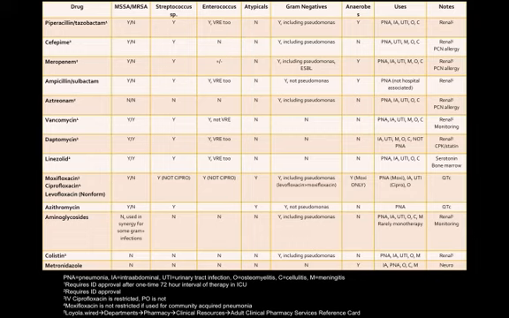I put ampicillin-sulbactam, or Unasyn, on there just because we often forget about it, because it doesn't cover Pseudomonas at the end of the day. So we never consider it for any type of healthcare-associated or hospital-acquired infection, but it's a perfectly reasonable option for things like community-acquired aspiration based on what it covers. So I just listed it there for your reference.